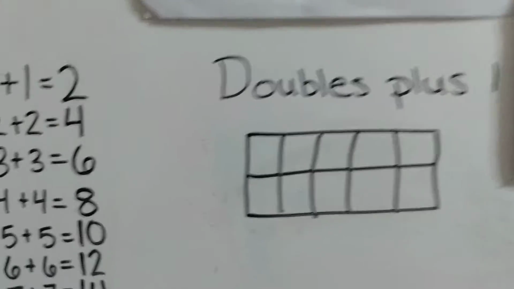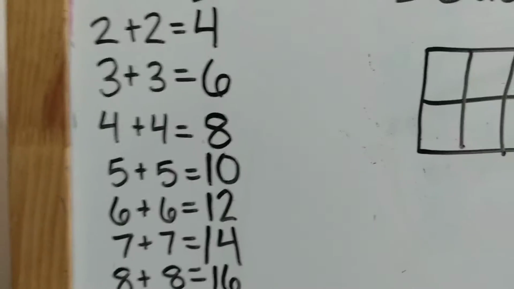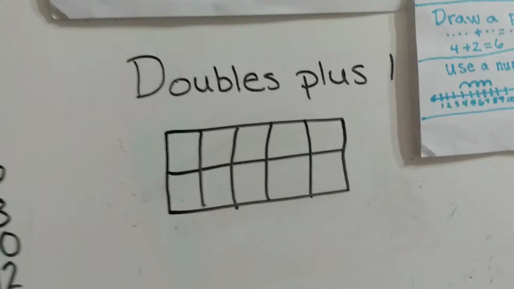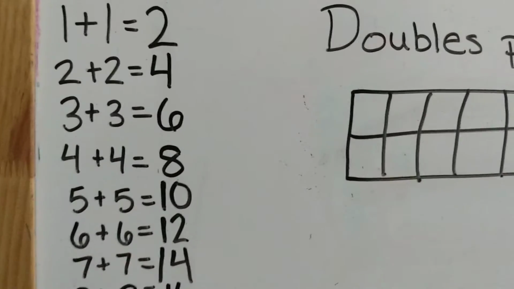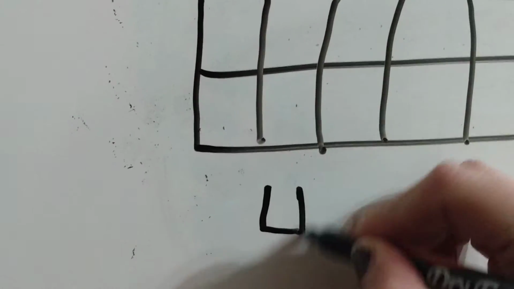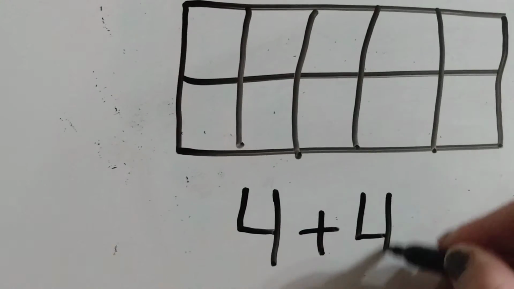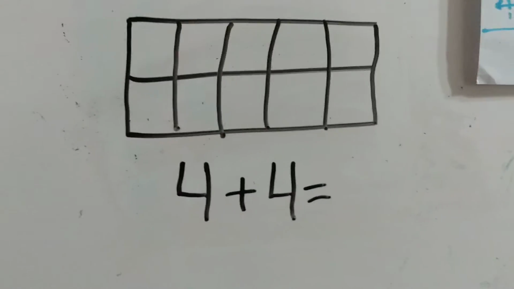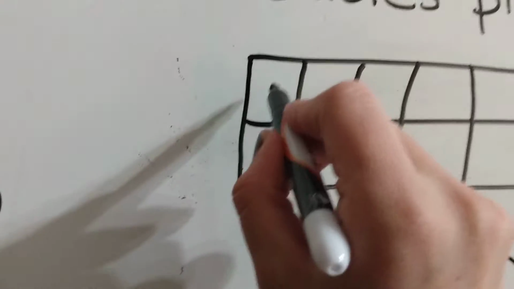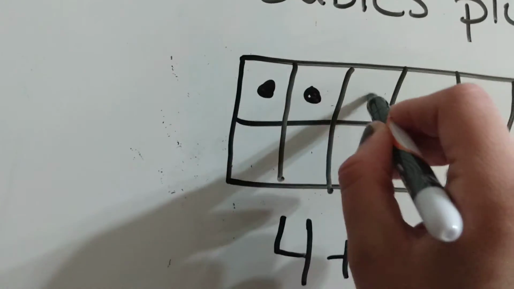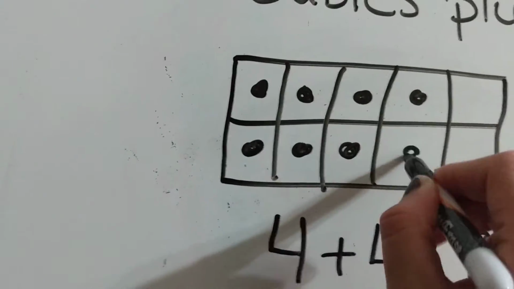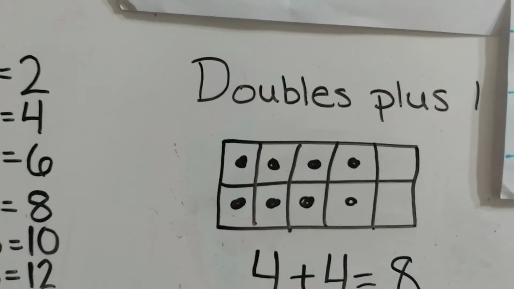So let's look back over here. We learned our doubles facts. We went over our doubles facts and reviewed those. So what do you think doubles plus 1 is? Yeah, so we're just going to take the doubles and we're going to add 1. So let's look at the double fact 4 plus 4. What does 4 plus 4 equal again? Yeah, it equals 8. So we're going to go up here and I'm going to draw 4 plus 4. So we can see that equals 8.